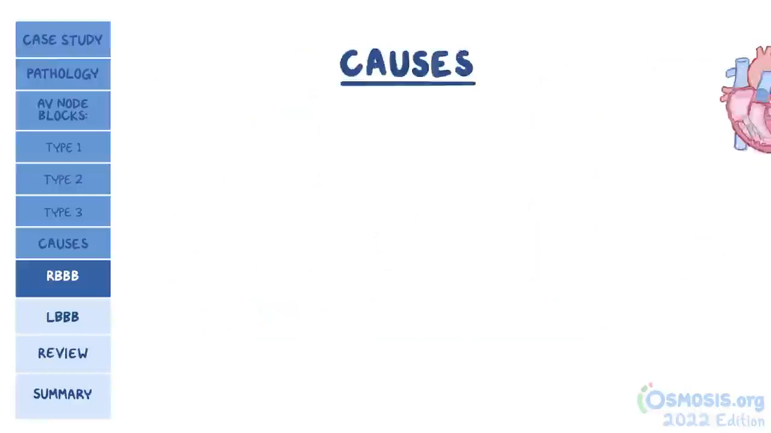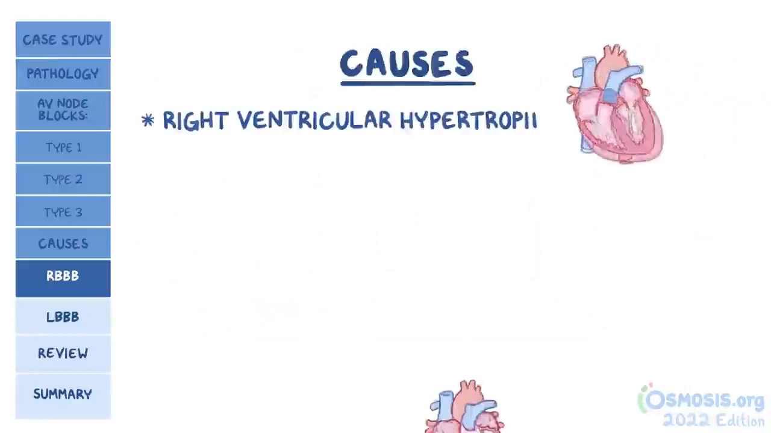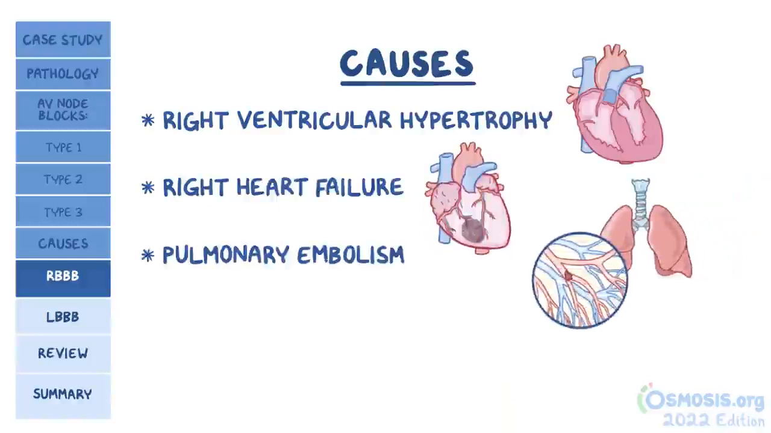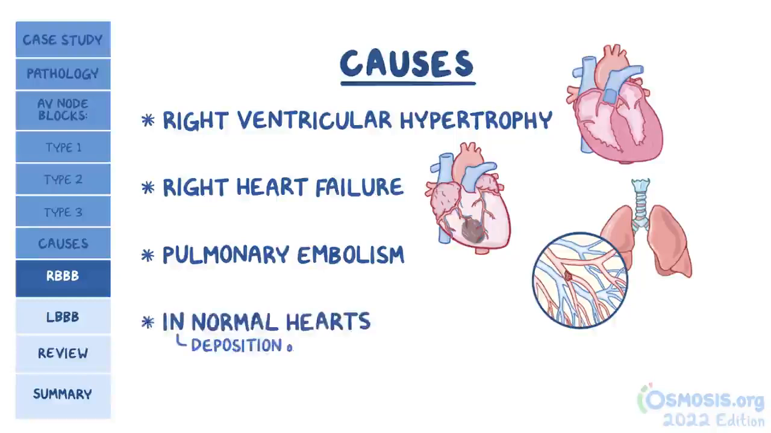Causes of RBBB include right ventricular hypertrophy, right heart failure, and pulmonary embolism. These causes are due to the right heart not functioning normally, so there is delayed conduction through the heart tissue. Also, for unknown reasons, RBBB can be present in normal hearts, possibly due to deposition of fibrous tissue that interrupts the conduction pathway.